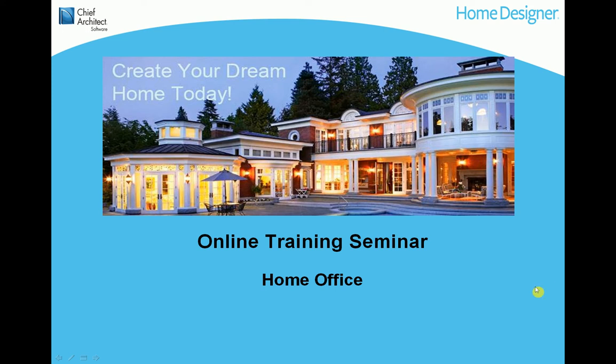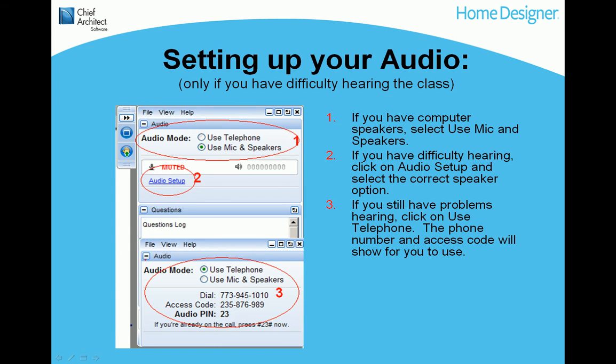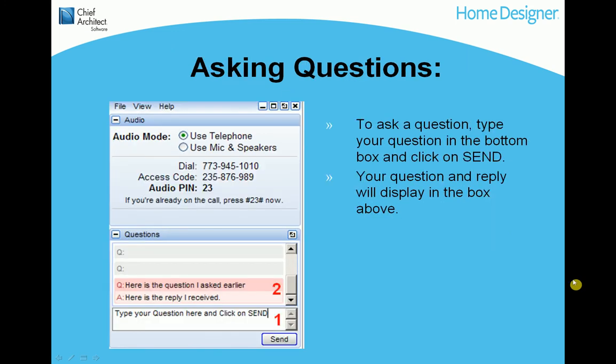The first option is the audio. The standard is use mic and speakers. If you can't hear me correctly, double-check the volume on your computer. Otherwise, select the audio setup and that will give you some more controls to level out the audio. If that's still not working correctly, use the telephone option. By selecting the Use Telephone Radio button, a new phone number and access code will appear for you to use.